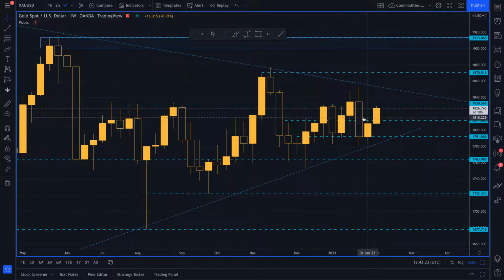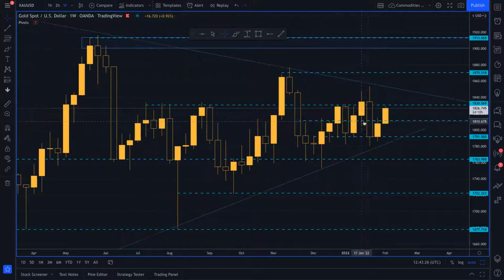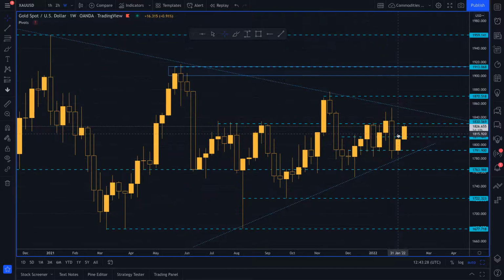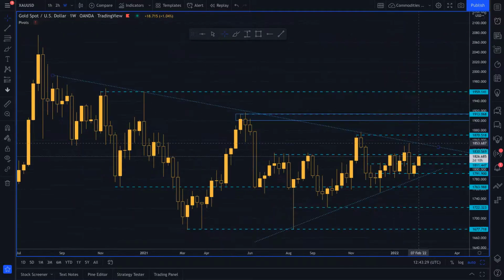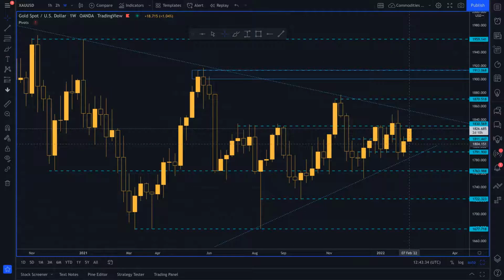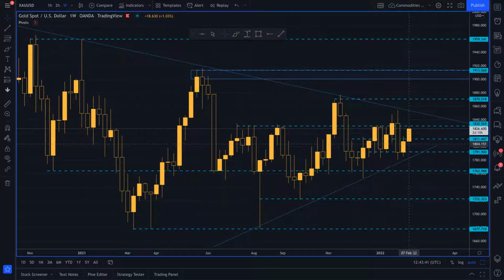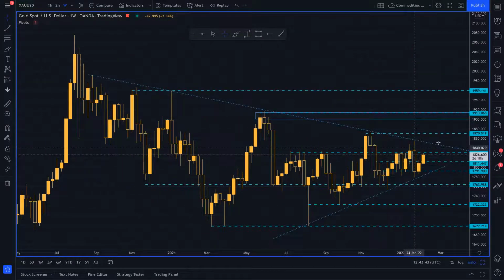Move above the break of that Harami inside bar pattern. That's a bullish development. If we get a miss in the CPI tomorrow, look for that trend line to break. So what I will be doing if I get a miss below minimum expectations, so below 7% of the headline, below 5% for the core, if I get that, I'll enter long gold. And I'll be looking to take profit, first of all, 1870, then at 1900.